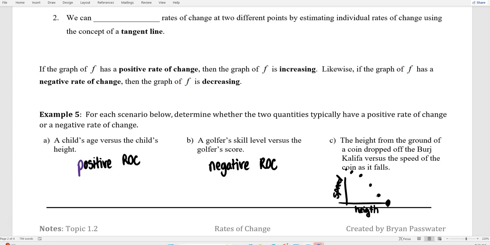For what's happening here, what type of rate of change do we have on that graph? As the height increases, speed's actually decreasing, right? It's hard to think of this one because it's the opposite of what's happening when you watch the coin fall. If we had time on that x-axis, speed would be increasing, right? It goes faster and faster and faster as it falls. But we don't have time on the x-axis. We have height on the x-axis. So this is a negative rate of change. And unfortunately, once again, I tell you, I'm always, and the bell's going to ring here.